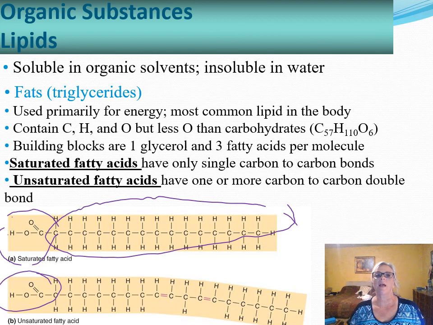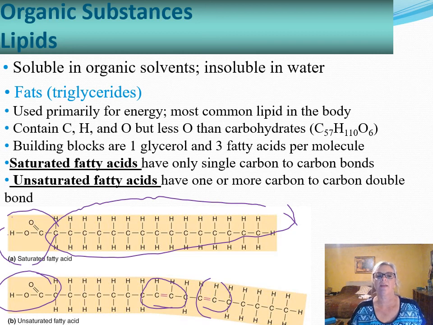Now, these are two different types of fatty acids here, saturated and unsaturated, which you've probably heard of. The building blocks for a lipid, I should say, are going to be a glycerol and 3 fatty acids per molecule. We'll look at those. Saturated fatty acids, as you can see, they're straight. They're not branched. Okay. Unsaturated fatty acids are branched, and you can see here there's some double bonds. This is why there's a double bond there and a double bond there, and that causes the molecule to turn and branch or kink.